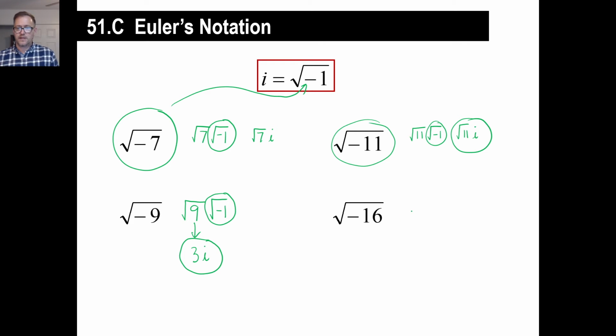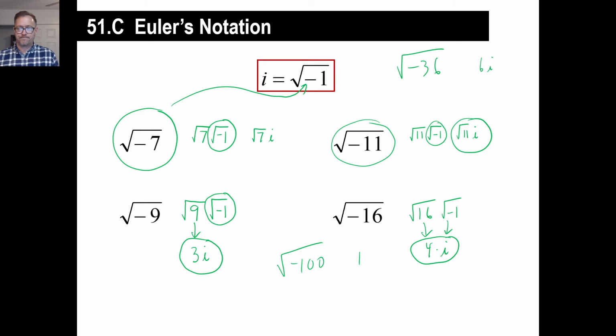Same thing here. Look at the 16. That's the square root of 16 times the square root of -1. Well, the square root of 16 is 4, and the square root of -1 by definition is called i. So this is 4i. There you go. As you can probably see, anytime you see the square root of a negative number and that number is a perfect square, you can just skip all this. If you saw the square root of -36, you could just say 6i. And if you saw the square root of -100, you could just say 10i, and so on.